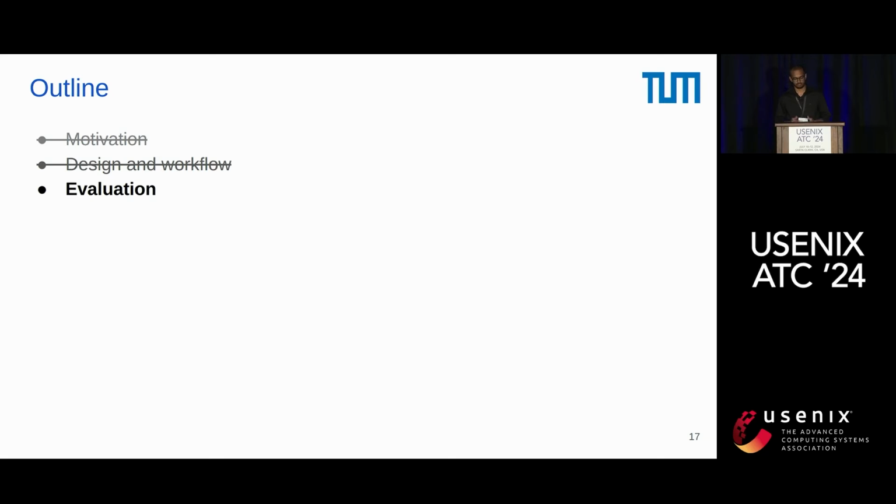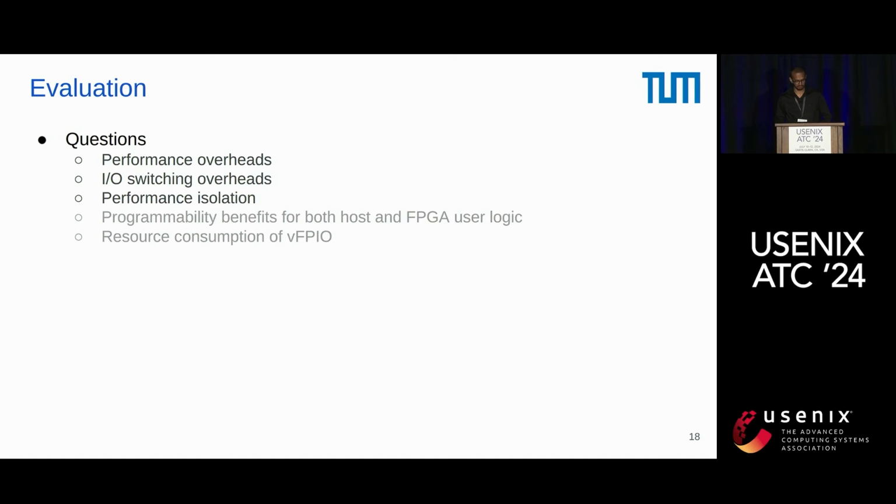So now that we've looked at the end-to-end workflow for vFPIO, next I'll talk about some key evaluation results. In vFPIO, we aim to answer 5 evaluation questions. And due to the time constraints here, I would encourage you to take a look at the paper for the last 2 questions.